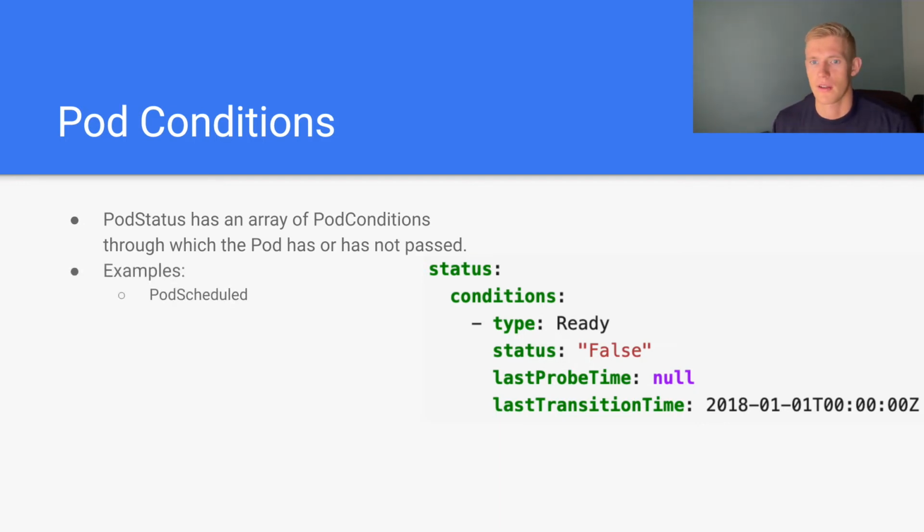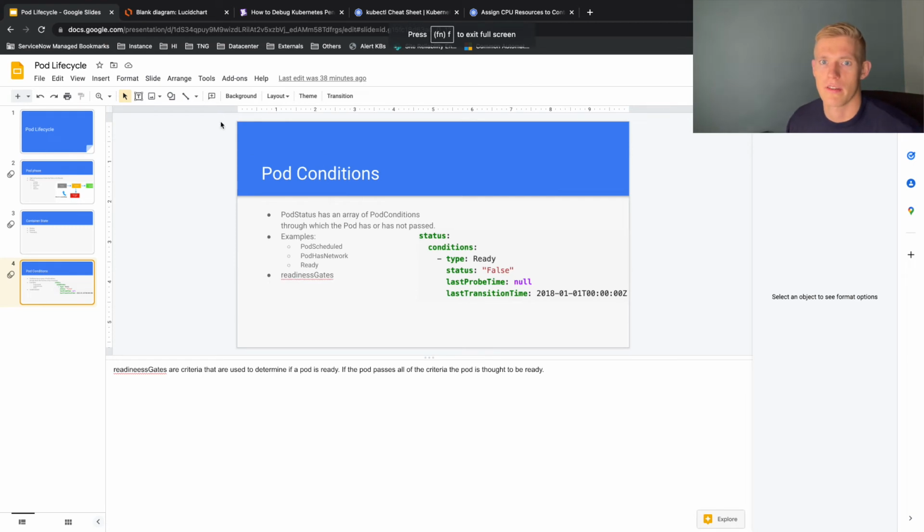So some examples are pod scheduled. If the status of pod scheduled is true, that means that we've successfully scheduled the pod. There is pod has network. If the pod has been provisioned its network, the status of that condition will be true. And then ready. This is when we are ready to run the containers within the pod. And again, if the status is true, then we'll know that it's ready to run. And there are different readiness gates that we can define or are default defined by Kubernetes. And these are essentially just the criteria that are used to determine if the ready condition will evaluate to true or false. So that is our brief summary of pod lifecycle.